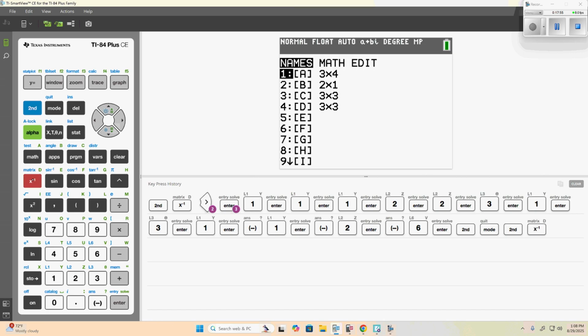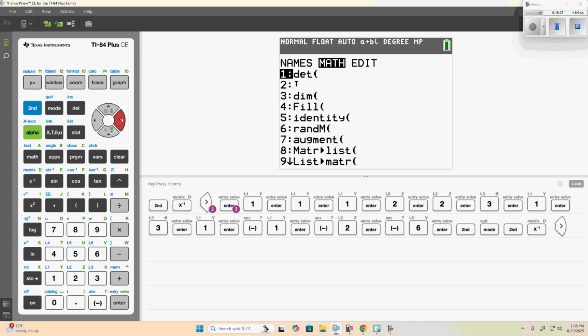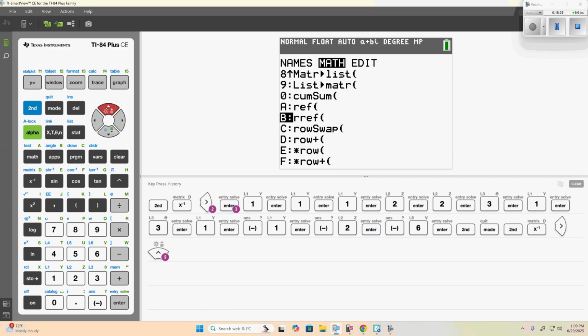Now we're going to go second matrix, because we need to put this matrix in reduced row echelon form, RREF. To get there, we're going to go over to math, because this is all the operations we can do with matrices. It doesn't matter which direction you scroll, you're either going to need to go up or down and find RREF. Once you find it, hit enter.